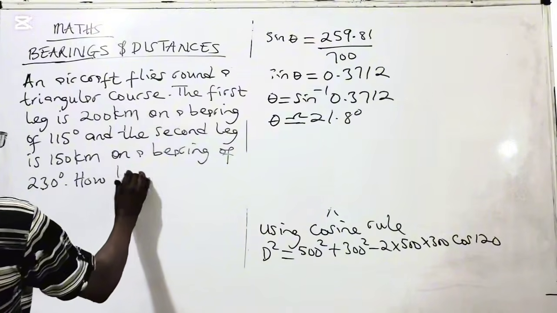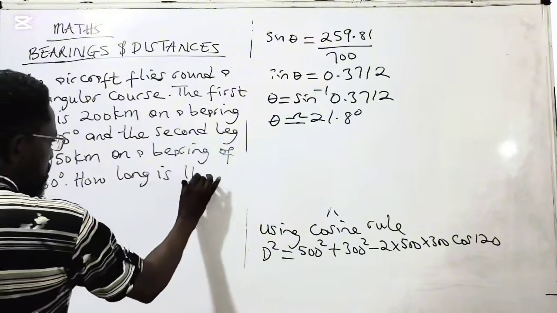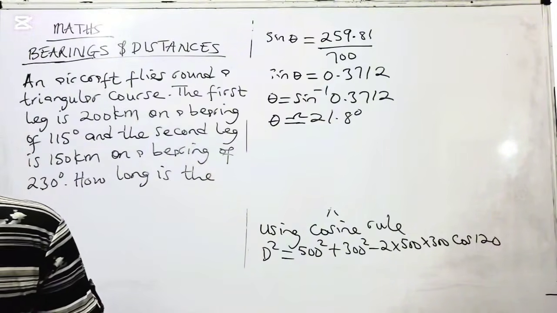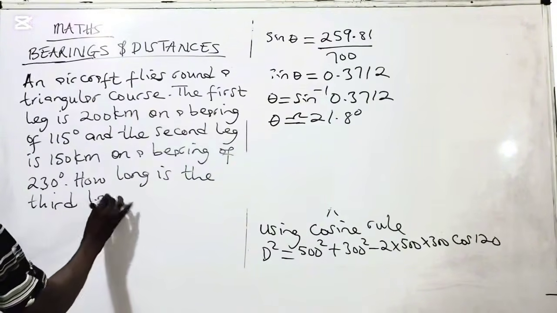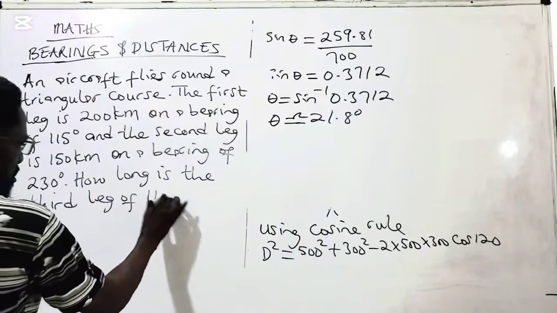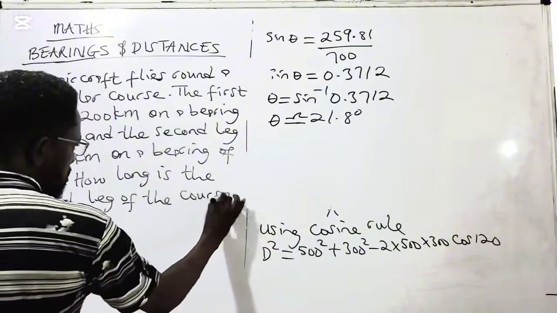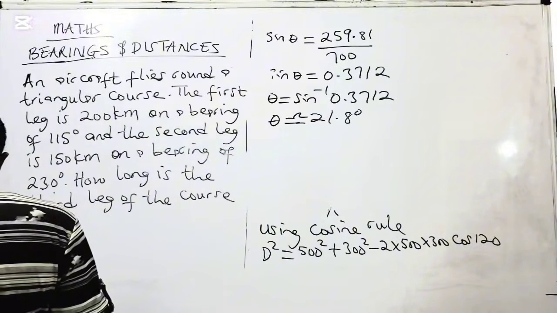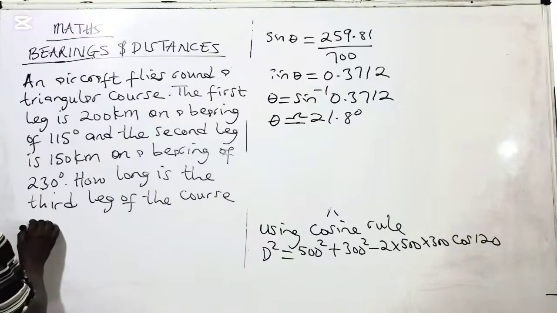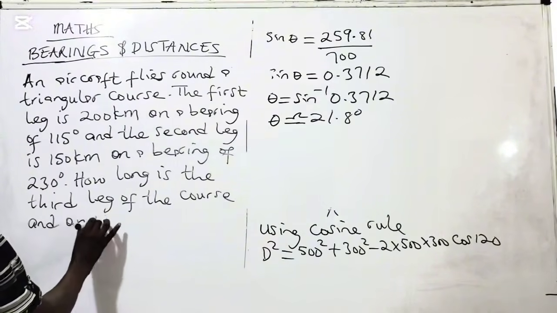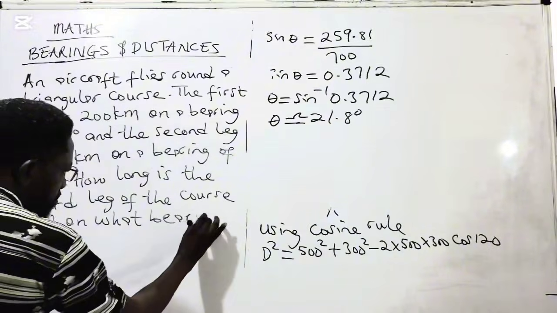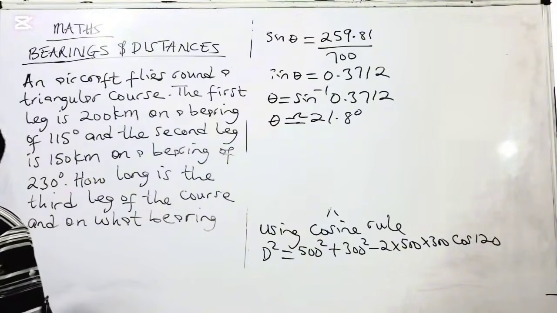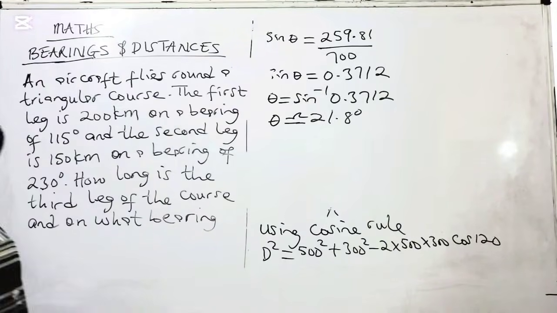How long is the third leg of the course, and on what bearing must the aircraft fly?